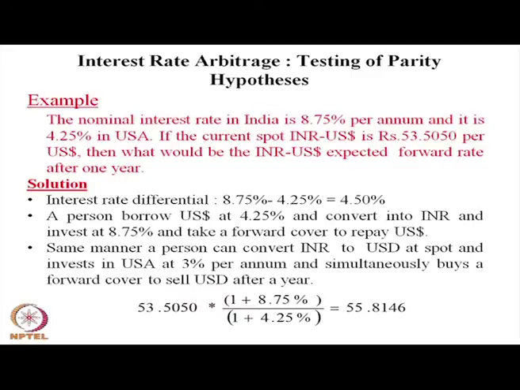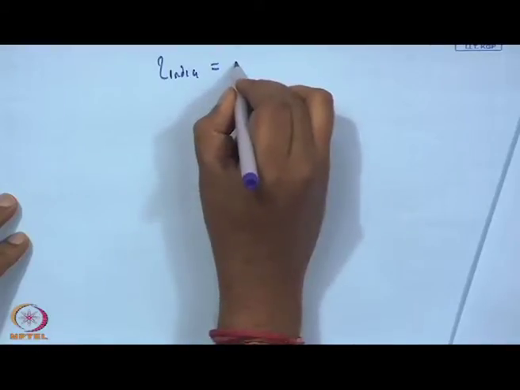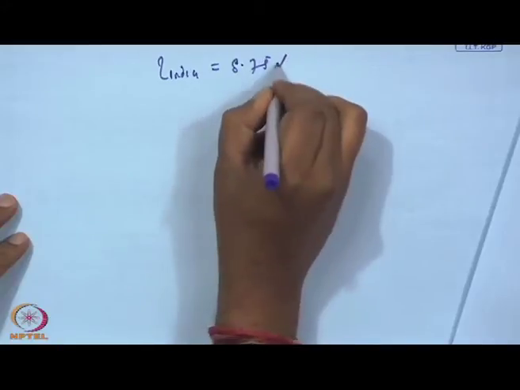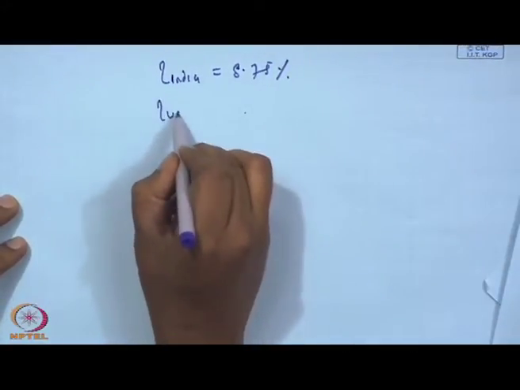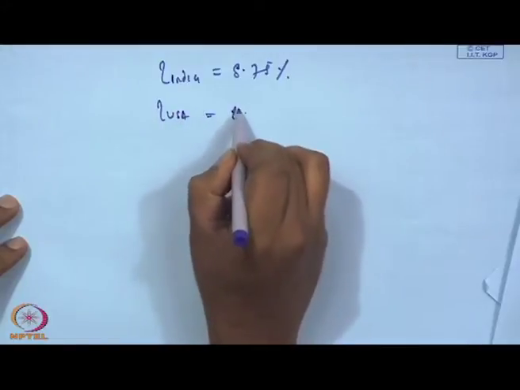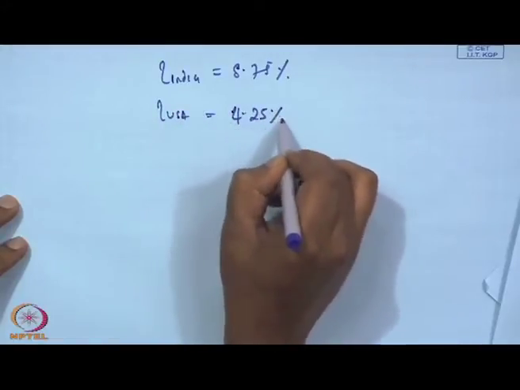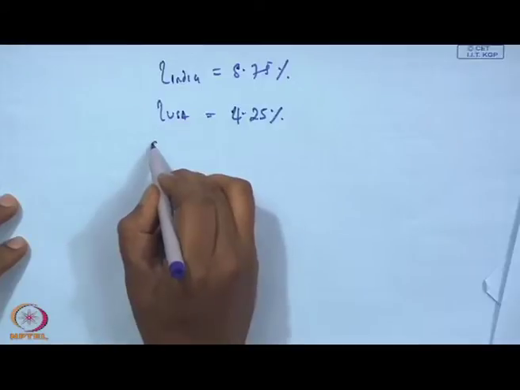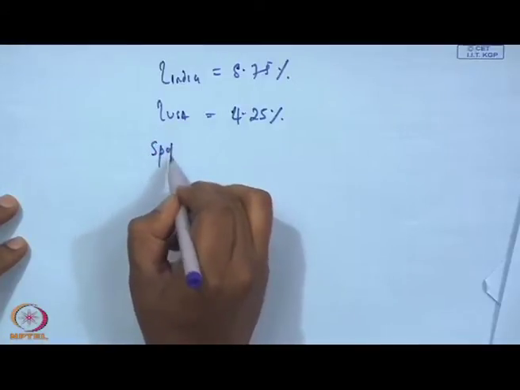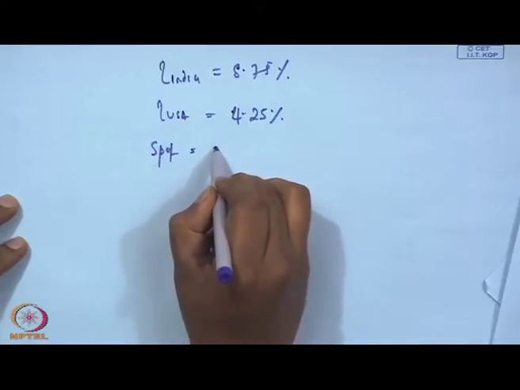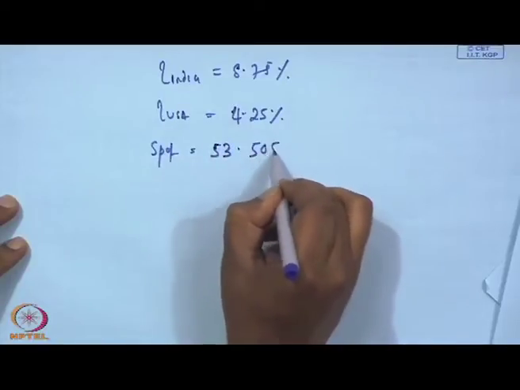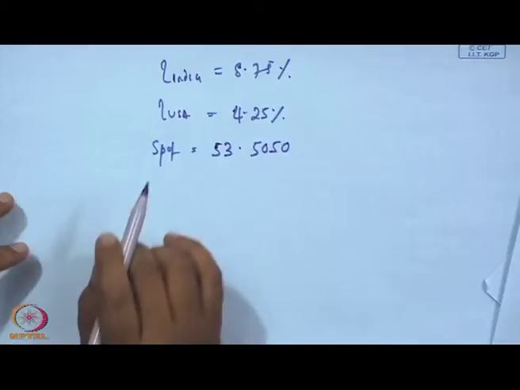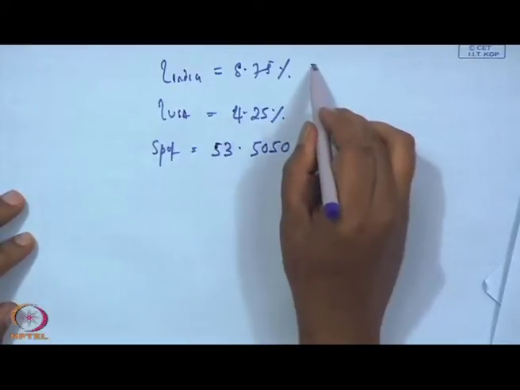India interest rate is 8.75, US interest rate is 4.25, current spot is 53.5050. We want to estimate what?